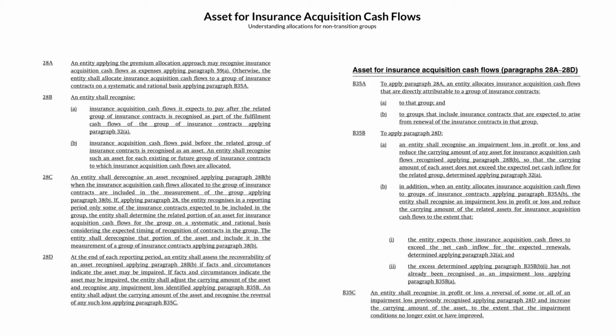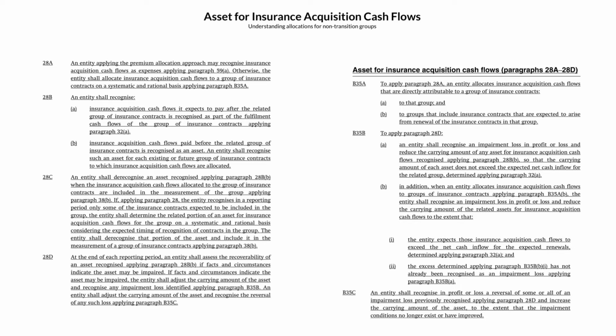Hi everyone. Today we're going to talk about assets for insurance acquisition cash flows and just understanding how this works in terms of allocations for non-transition groups. I'll do a separate video for transition groups and also a separate video for some implications of consistencies between transition groups. But for this video, we're assuming that no groups are in transition and we're trying to understand what it means in terms of allocating insurance acquisition cash flows and how to determine these assets.